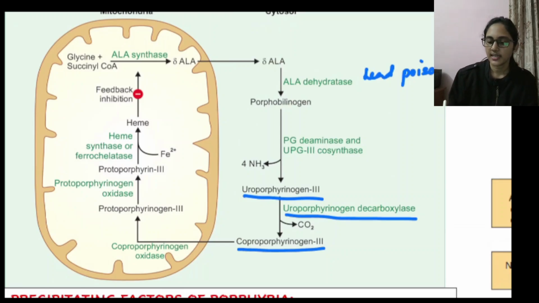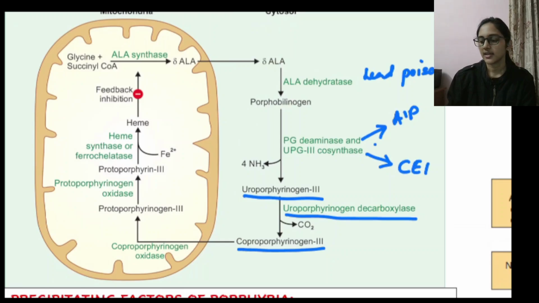And this PBG deaminase deficiency is what? AIP. And UPG3 co-synthase is what? It is the deficiency of this enzyme that will cause congenital erythropoietic porphyria. Right? Again, we will come to the disorders.